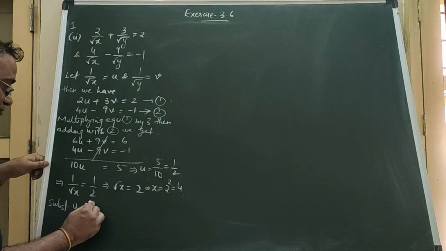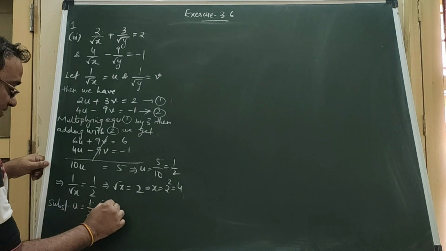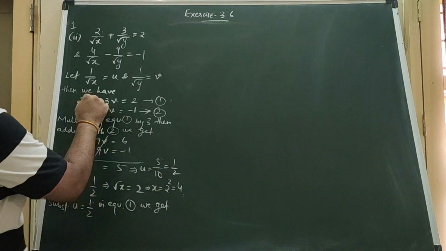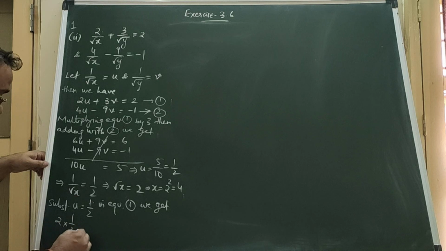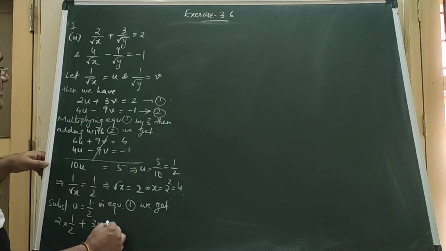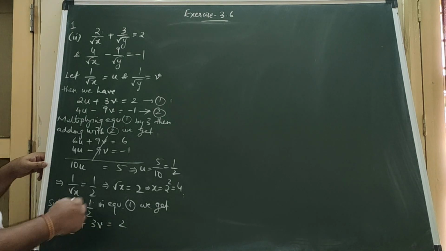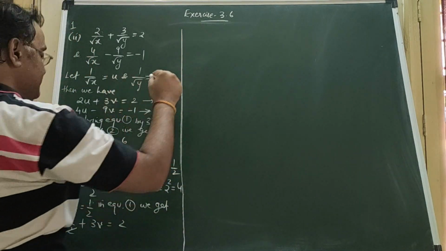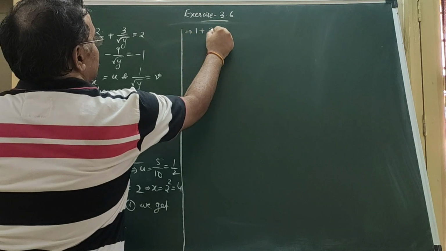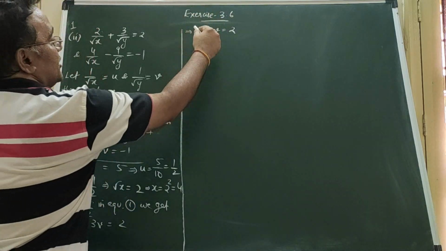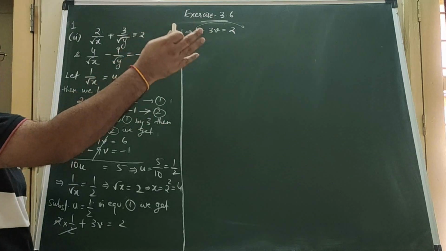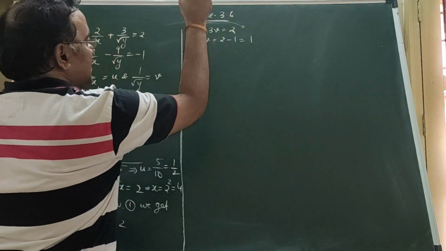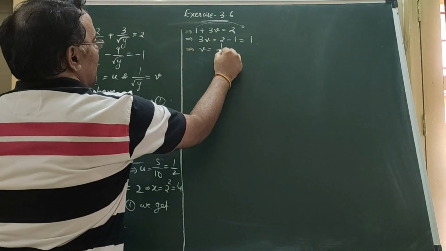Substituting u is equal to 1 by 2 in equation 1, we get here 2 into 1 by 2 plus 3v is equal to 2. This 2 got cancelled. So we'll get 1 plus 3v is equal to 2. Now shift 1 to this side, that will become minus 1. So finally we'll get v is equal to 1 upon 3.